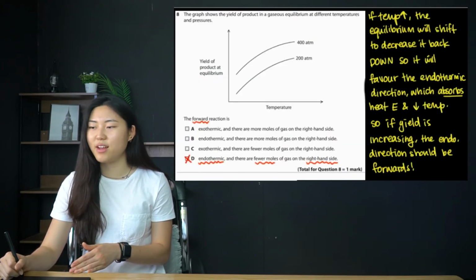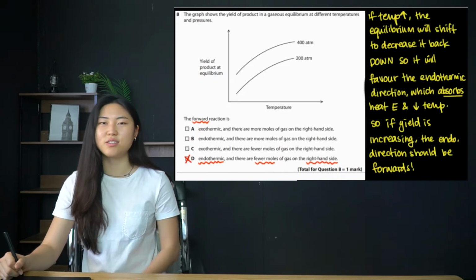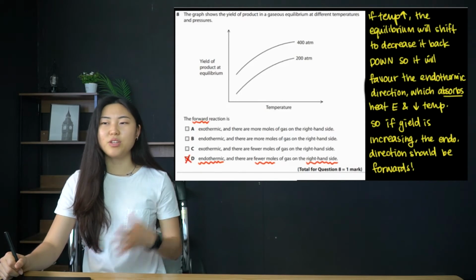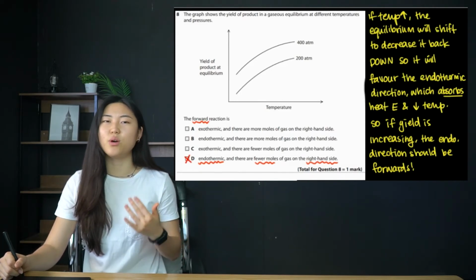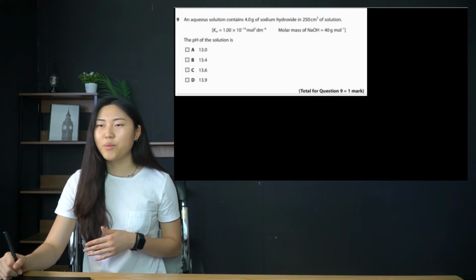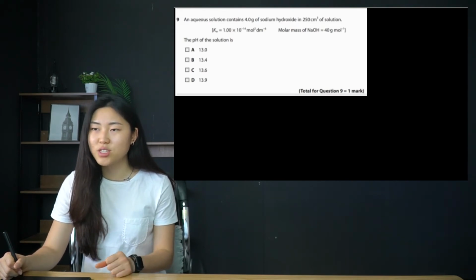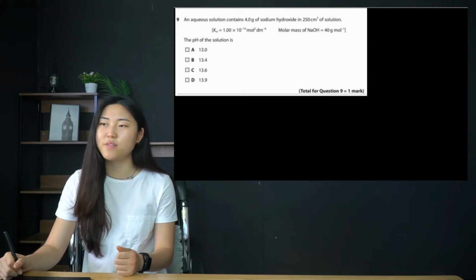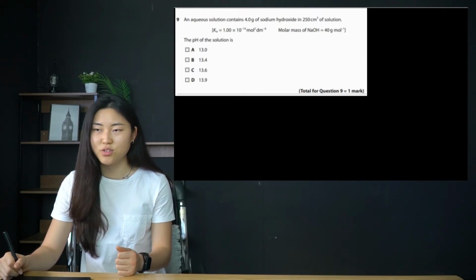Okay, so with these questions, honestly, just jot down what you know, and you need to have a very constructed flow of thought so that you don't confuse yourself. Okay. Question 9. An aqueous solution contains 4 grams of sodium hydroxide in 250 centimeters cubed of solution. The pH of the solution is.